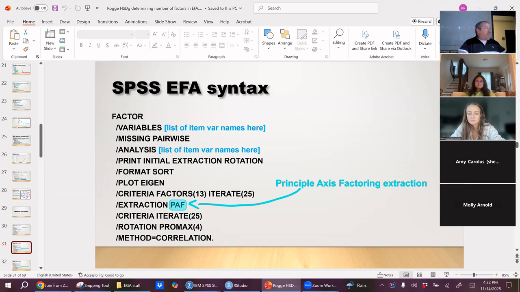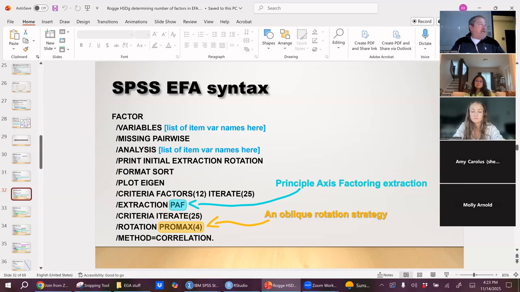By having extraction PAF, we're using principal axis factoring rather than principal components analysis. SPSS defaults to principal components analysis, by the way, because mathematically it's simpler. There's one and only one solution. It doesn't have to iterate. So if you're going to have any convergence problems, you don't have them as much with PCA as you do with EFA. But now that reviewers freaking hate PCA, understandably, it's something that you have to switch.